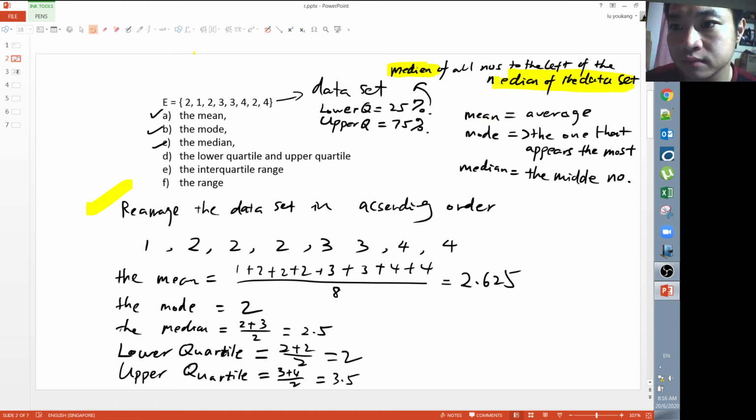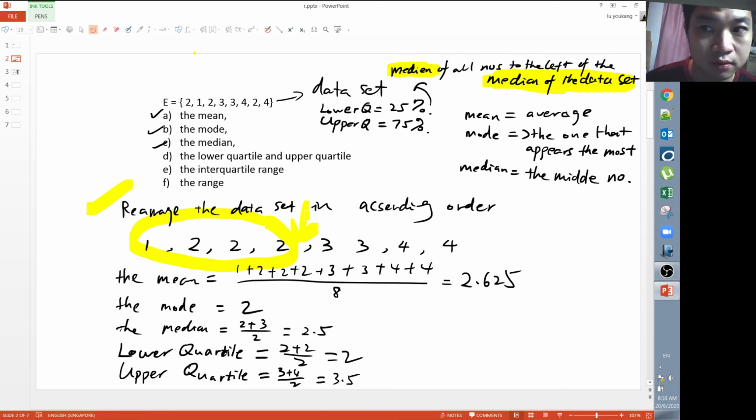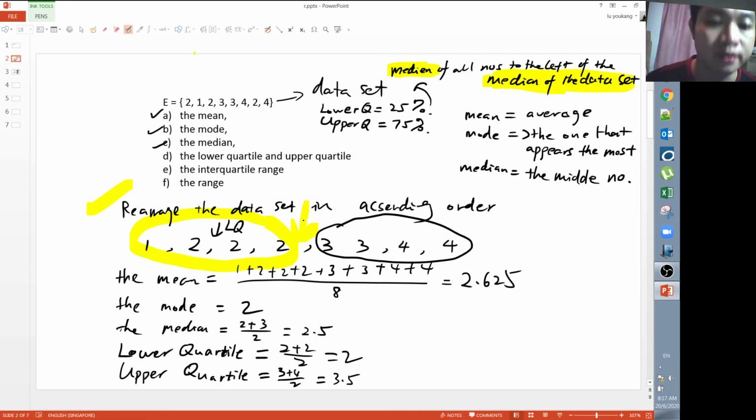Over here is the median of the data set. So now you're asked to find the lower quartile, so I have to find the median of all numbers to the left of the median of the data set. So the 25% will be here, or this is the lower quartile, LQ. Similarly for the upper quartile, or 75%, your job is to figure out the median of all numbers to the right of the median of this data set. It will be given as your upper quartile. Very simple, right?